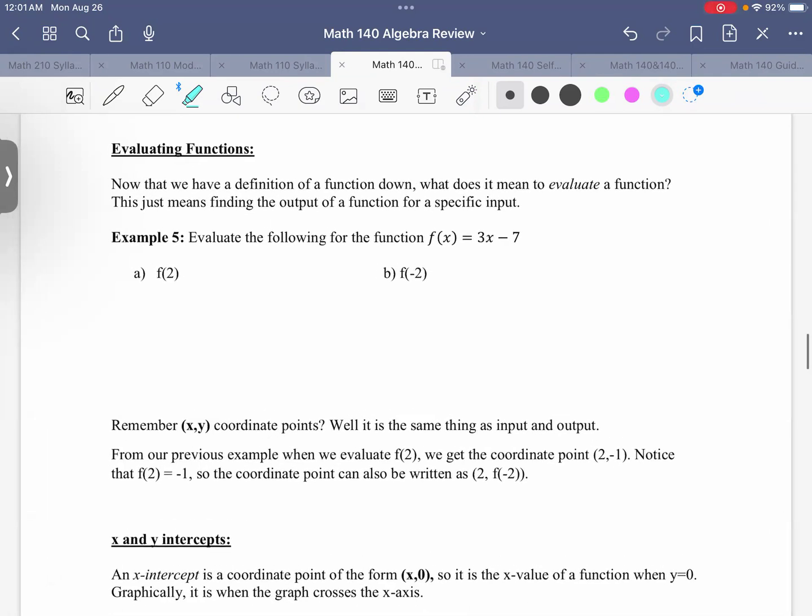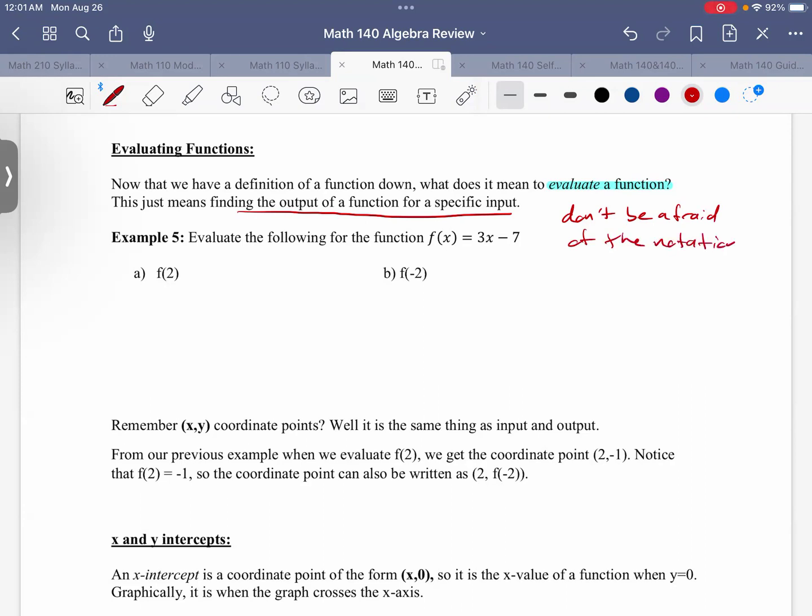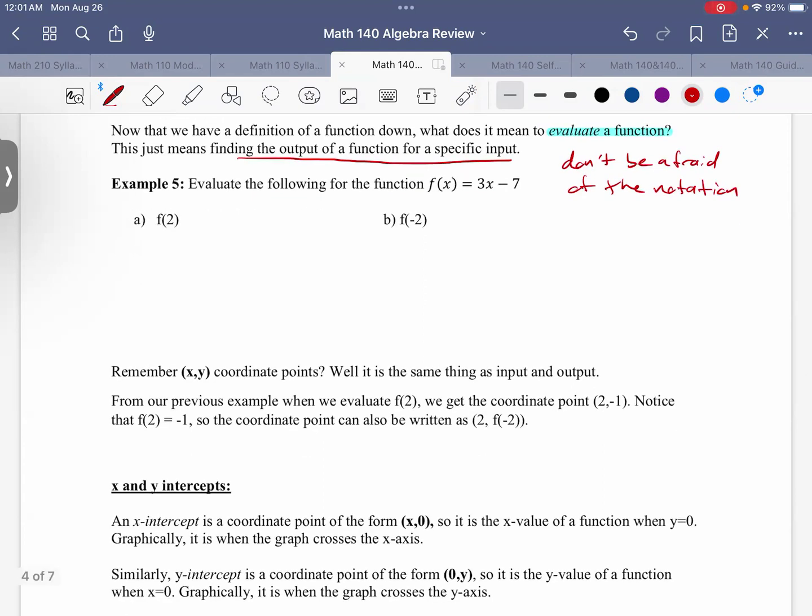So, what does it mean to evaluate a function, though? What that means is just finding an output for a specific input. So, if I plug in an input, what's the output going to be? Don't be afraid of the notation. That's what I would say, right? Don't be afraid of it. Just understand, okay, this just means I'm plugging in two. What number am I going to get if I plug in two?